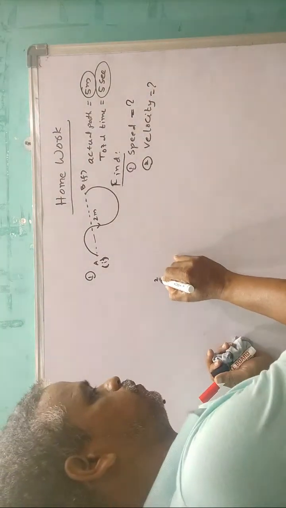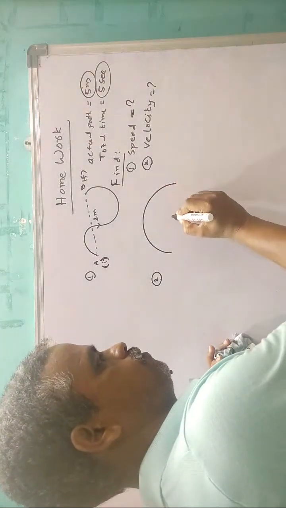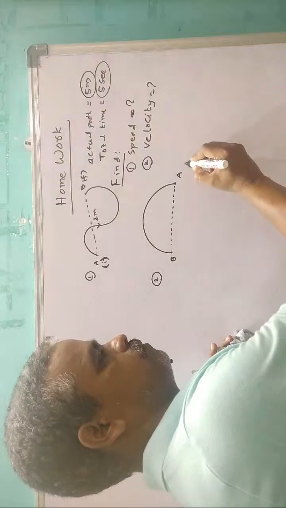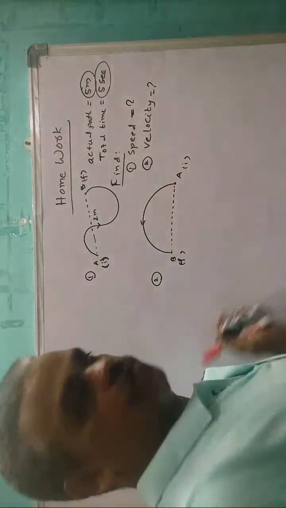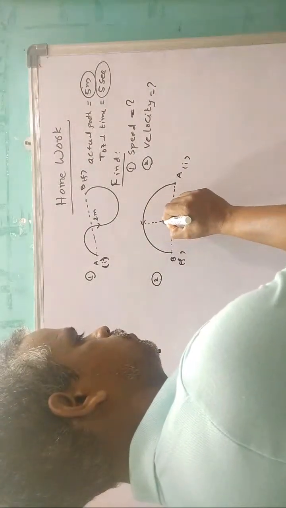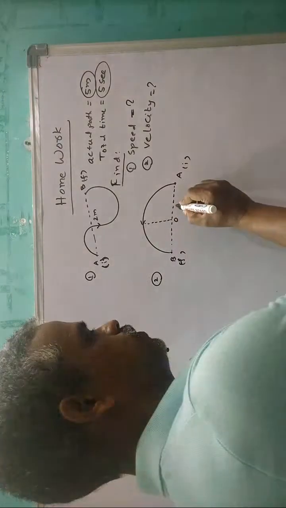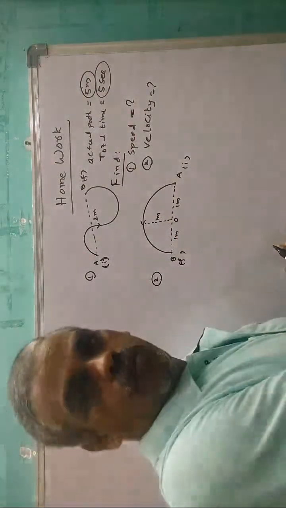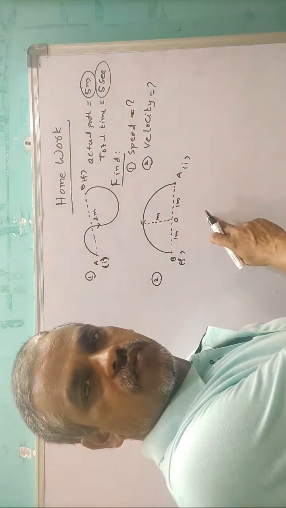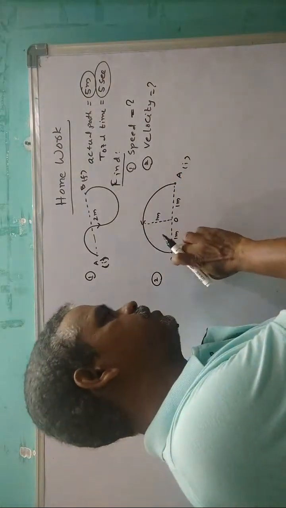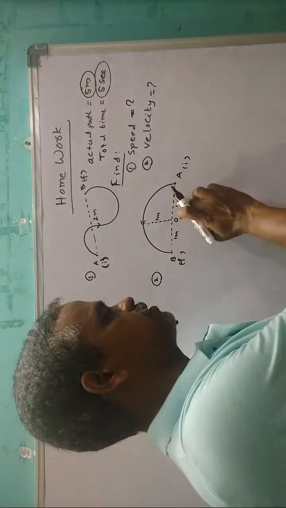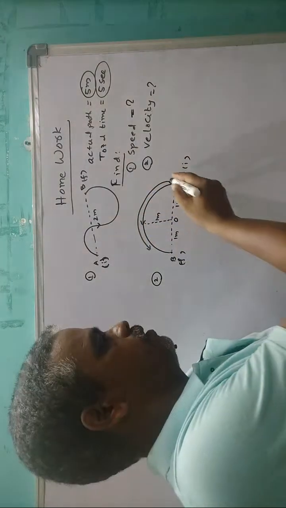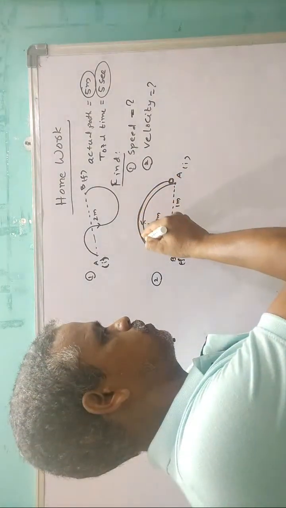Okay, second. The particle starts from A and reaches B. This is initial, and it travels like this. This is a half circle, this is the origin, with a radius of 1 meter. Is it clear to you? A particle starts from A and reaches B. This is the initial position, this is the final position, and the radius of that half circle is equal to 1 meter. So the particle or body moved like this and finally reached B.